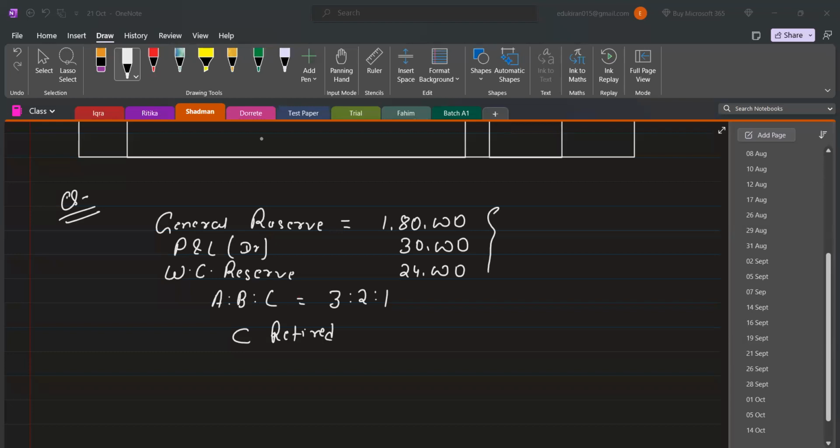Sir, is it general reserve account debit, workman compensation reserve account debit, to P&L account credit, and to C's capital account credit? Not correct. Please see the journal entry of case one.